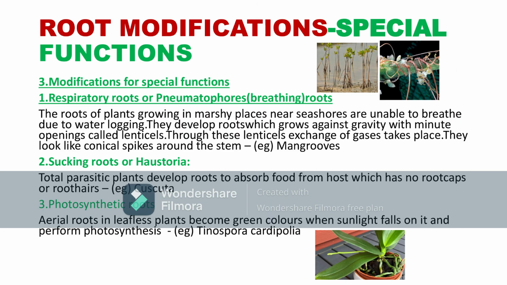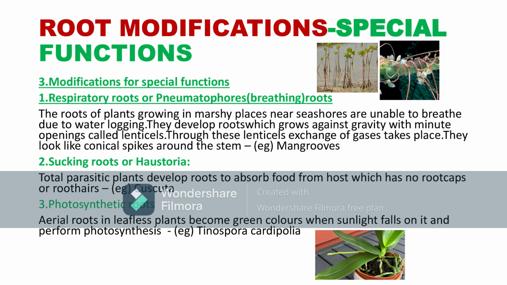Modifications of roots for special functions. Respiratory roots are pneumatophores. They are also called breathing roots. The roots of plants which grow in places where there is too much water-logging cannot respire properly. So they develop roots which grow against gravitational force with minute openings called lenticels. These lenticels are used for exchange of gases. They look like conical spikes.